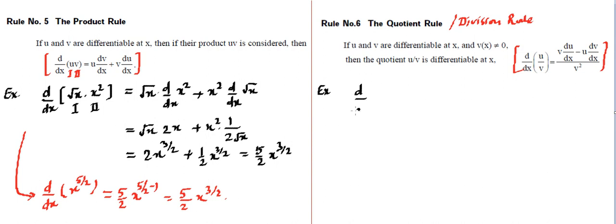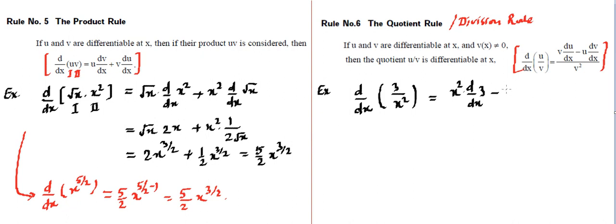Find d upon dx of 3 upon x square. I'm taking a simple example. So 3 is one function, x square is another function, so we are treating it as a division of two functions. You can simply calculate by taking this upside. So I'm trying to use this division rule. The rule goes: first we write the denominator, that's x square. Then we differentiate the numerator, which is 3.